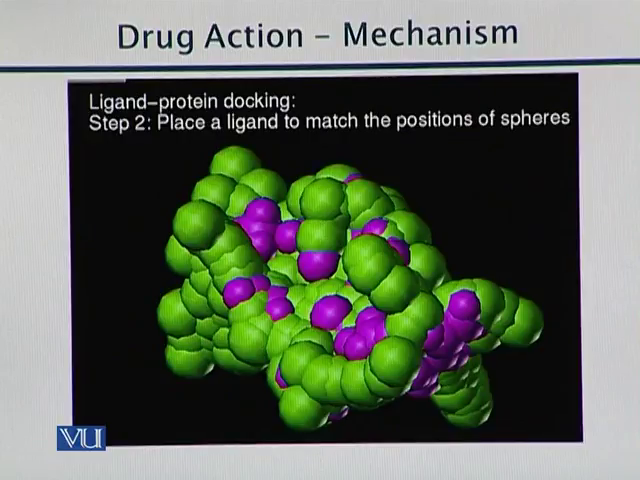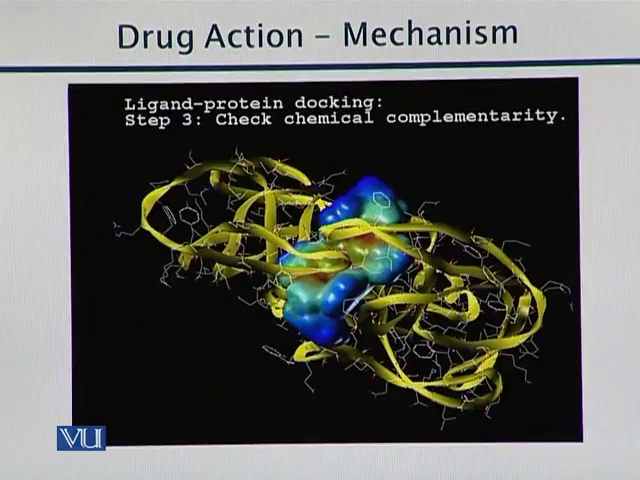If I move toward the final slide of this approach, the third step is basically checking of chemical complementarity. Chemical complementarity means that when we have put this drug, it doesn't have any side effects on other molecules. It captures the given cavity completely, and then it remains there, and it doesn't have any side effects for the remaining parts.